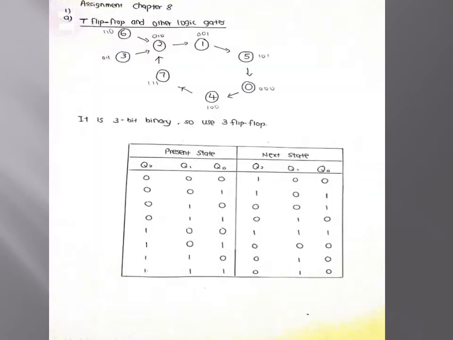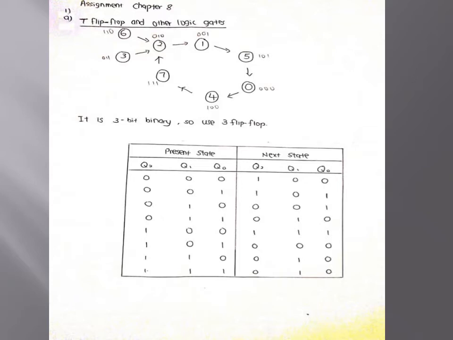Okay, this is the state transition counter. The first step we have to do is determine how many bits of binary. The maximum number is 7, so it is 3-bit binary, so we use 3 flip-flops. The next step is we change all the decimal numbers here to binary, like 2 is 0, 1, 0, 1 is 0, 0, 1, 5 is 1, 0, 1, and so on.